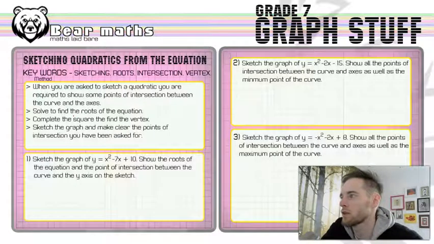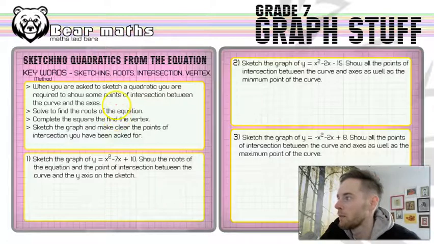So when you're asked to sketch a quadratic, you're required to show some points of intersection, and they'll be specific in the question about which ones they want. You can solve to find the roots of the equation, whatever the equation is, and that's where the graph goes through the x-axis. So you make your quadratic equal to 0 to do that. Complete the square to find the vertex. That's one way of doing it.